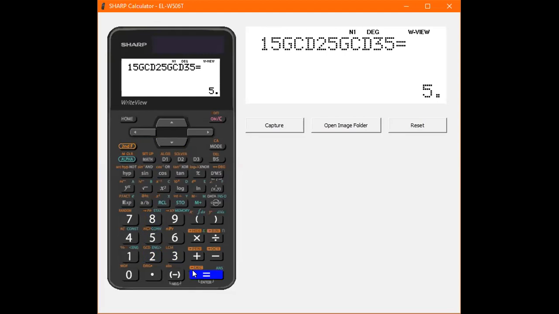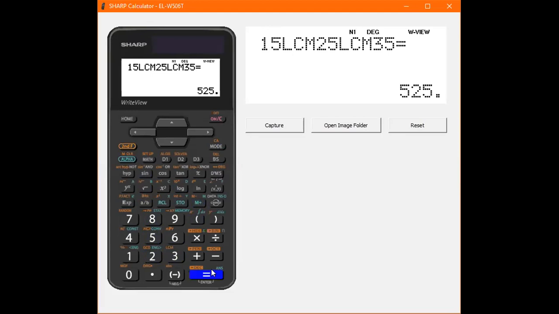Okay, now you also want to find your lowest common multiple. I'm going to use the same numbers. So we have 15, and now we're going to use second function and 3. So that's your LCM, lowest common multiple. And then we can say 25, and then second function 3 again, and 35, and equals. And so the lowest common multiple of 15, 25, and 35 is 525.